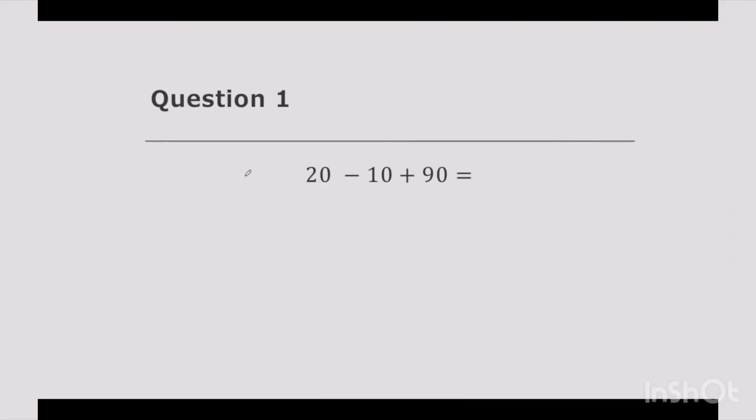Okay, question 1. 20 minus 10 plus 90. You'll be given a pause or rewind if you want to, but do not fast forward. You've got 30 seconds. Put down your answer, and use a piece of paper or pencil in case you need to show your work. When you're done, you can wait for the next question.